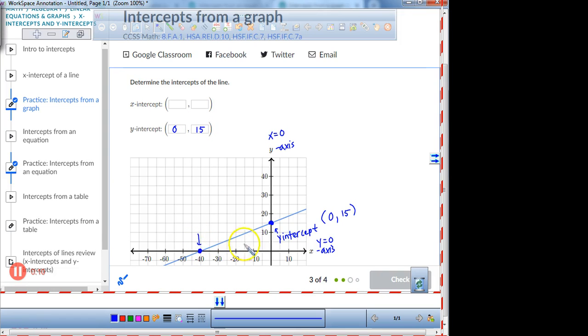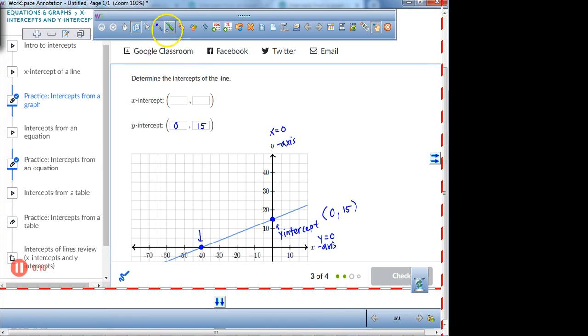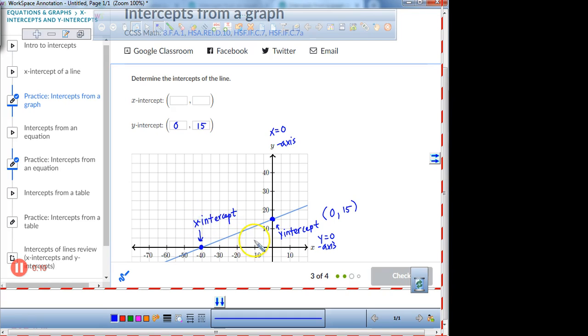Right here, that's where that line hits the x-axis, so that's called the x-intercept. So I'm going to write x-intercept. So here's the y-intercept, and there's the x-intercept. And now this point is at a negative 40 and a 0. So we're going to write negative 40 and 0. And those are the ordered pairs that represent the x-intercept, and that's the ordered pair that represents the y-intercept. And that's all this is asking us to do at the moment.